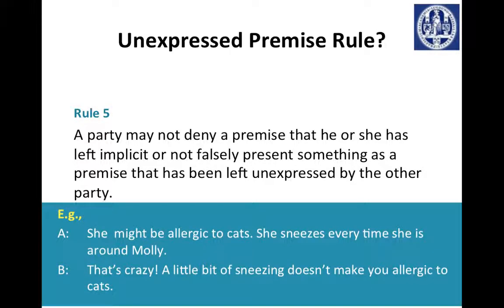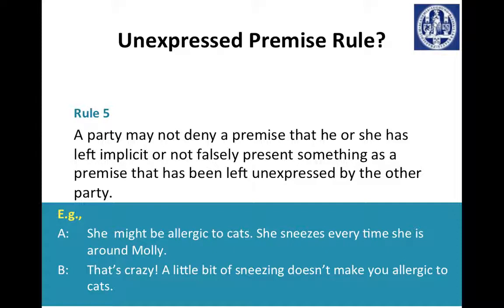Here we have a discussion between A and B, and A argues she might be allergic to cats. She sneezes every time she's around Molly, and presumably Molly is a cat. And then B reacts with, that's crazy, a little bit of sneezing doesn't make you allergic to cats.